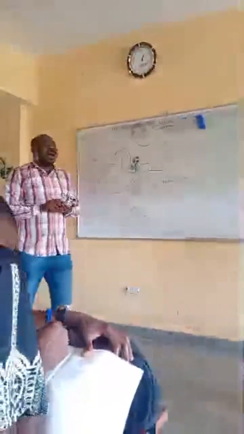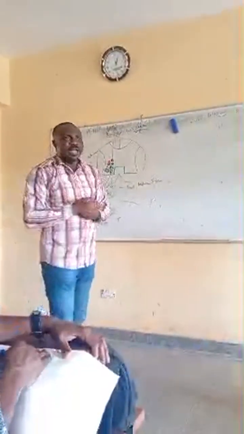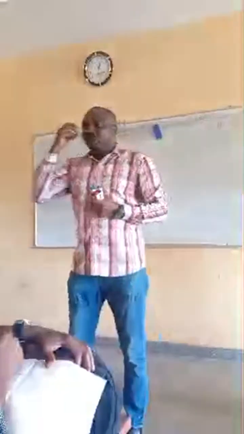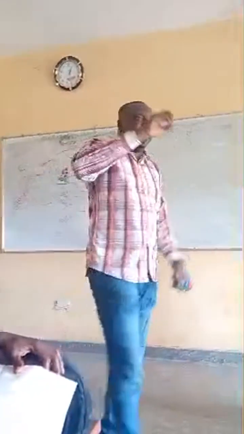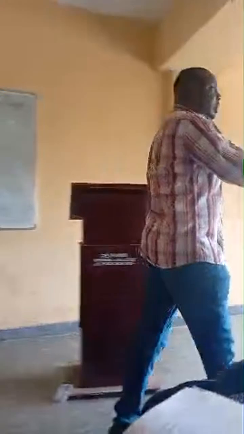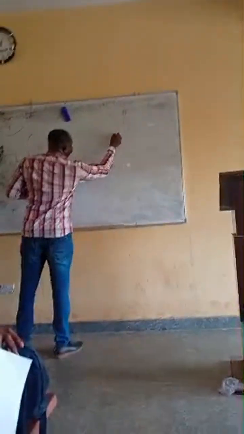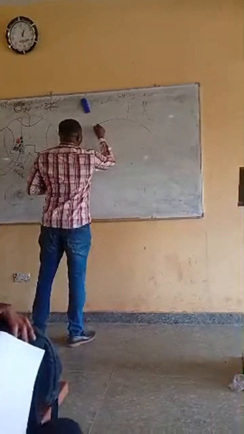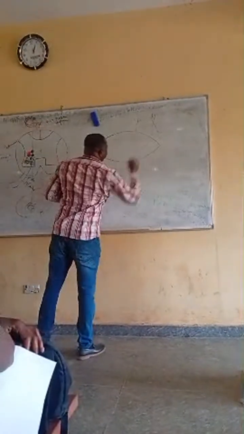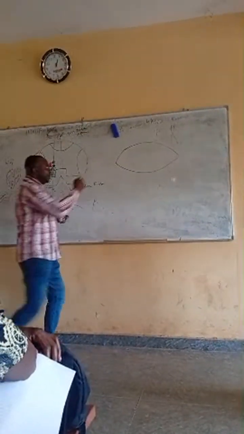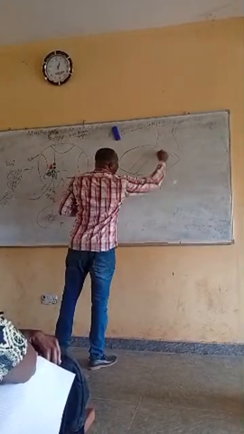Alright. Now, when we talk about muscle spindle, what are we talking about? We are talking about the sensory receptor that is found in your muscle. Now, in your muscle, let's say this is your muscle. Let's say this is your bicep muscle.